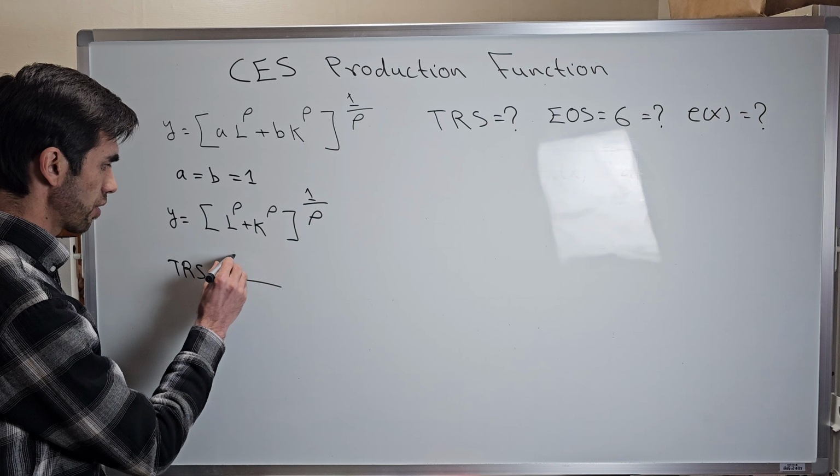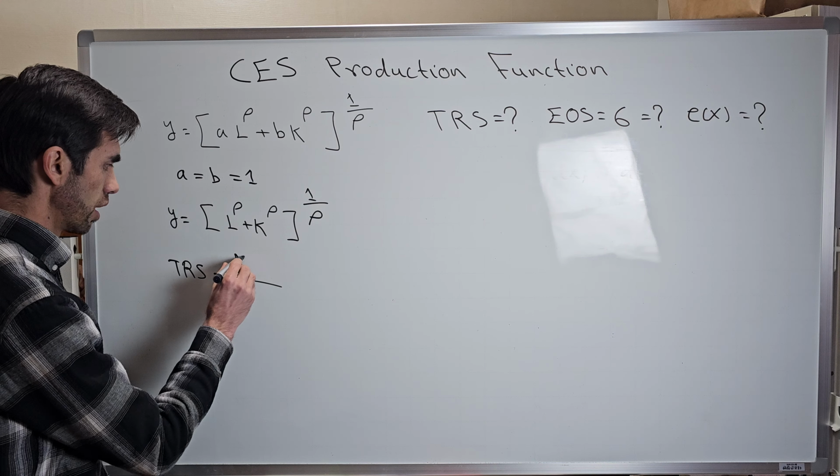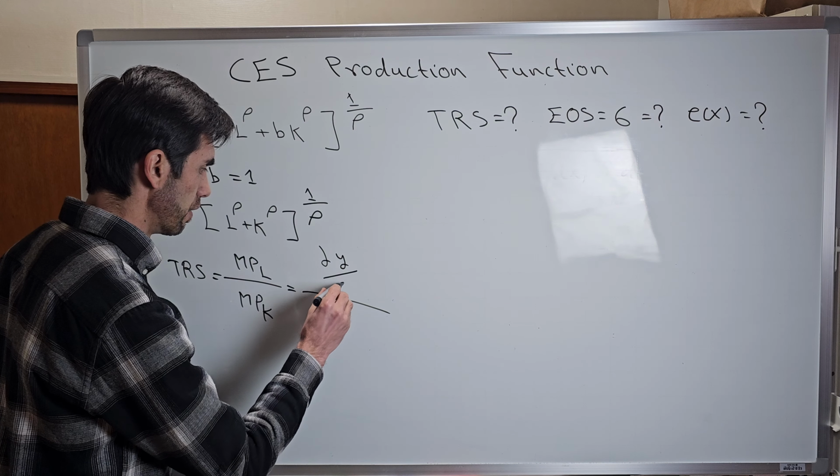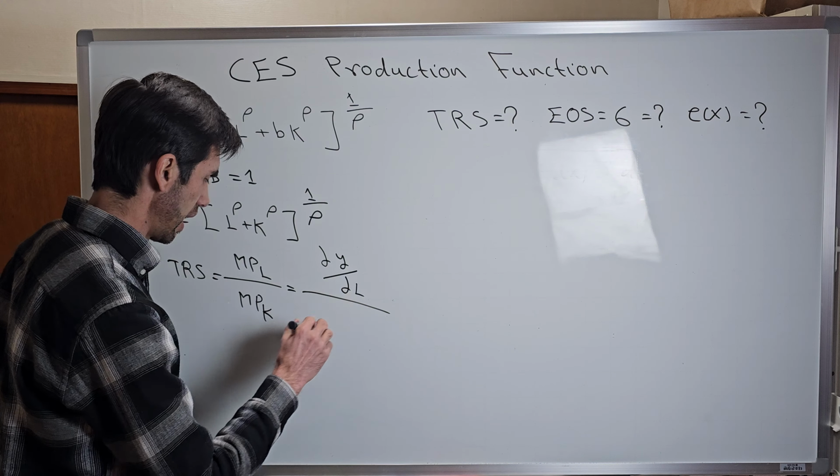that the technical rate of substitution is equal to the marginal product of labor divided by the marginal product of capital, which means the technical rate of substitution of L for K. So what is the marginal product of labor? The marginal product of labor is equal to the partial derivative of Y with respect to L, and the marginal product of capital is equal to the partial derivative of Y with respect to K. Based on this formula, we will find the technical rate of substitution.